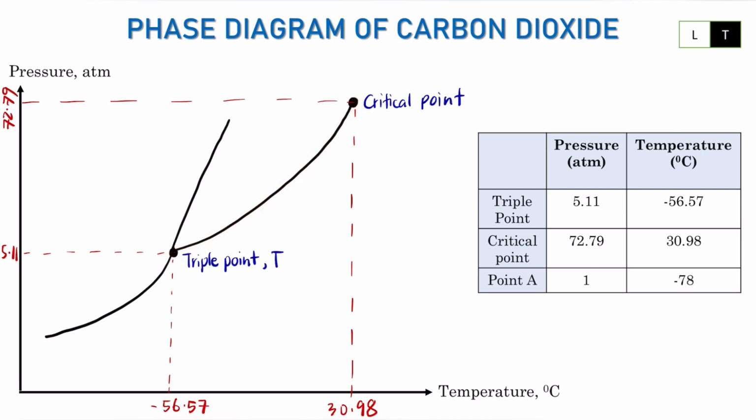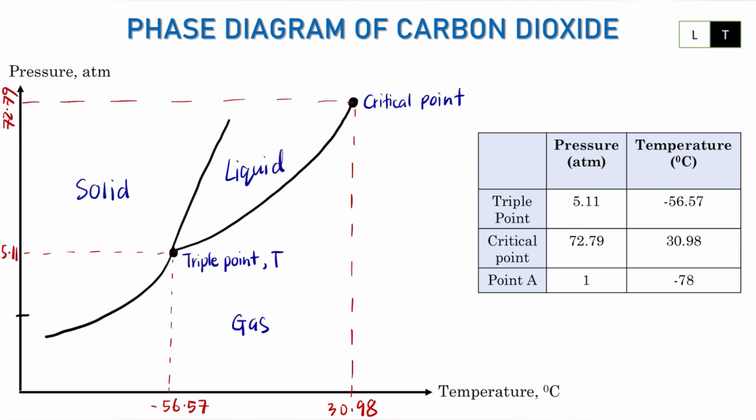And then last part, saya akan label states of matter untuk saya punya phase diagram. Here is solid. Here is liquid. And here is gas ataupun vapor. And then last point saya ada point A, di mana point A saya nak tunjuk pressure 1 atm. My 1 atm may be here.